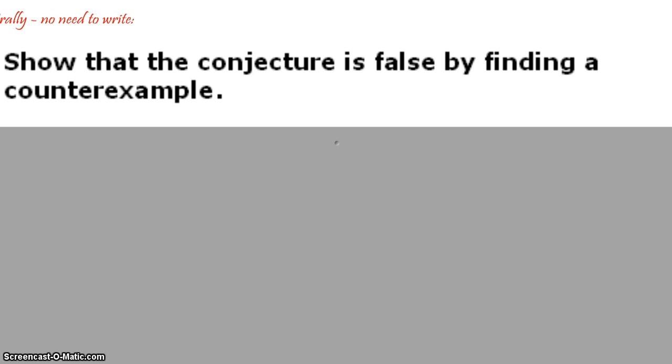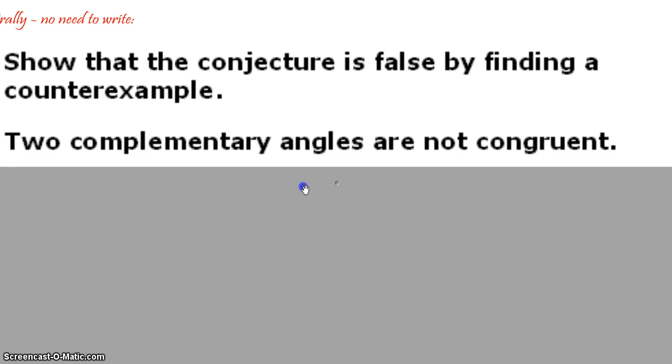Okay, to save time, let's not write these next 2. Let's just walk through them and really try to come up with the answer before you hear it on the video. So let's show that this is false by finding a counterexample. Two complementary angles are not congruent. So it may be possible that 2 complementary angles are not congruent, but is that always true? So what does it mean to have complementary angles? Yep, their sum is 90 degrees.